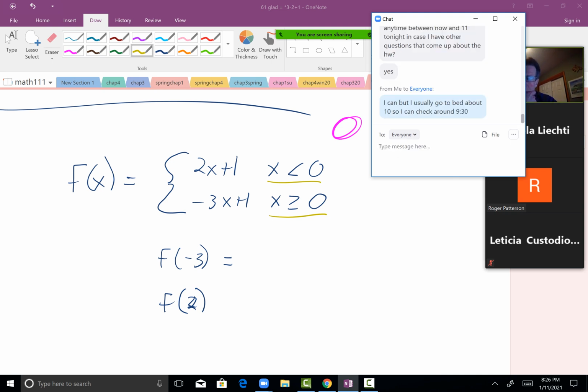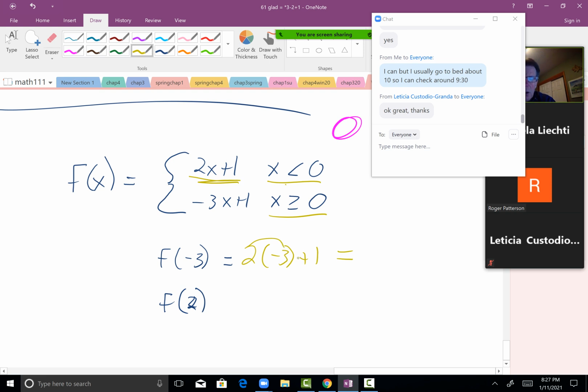Okay. So negative 3. So again, does that fit the top one here? Yeah, it does. So then what you want to do is take that negative 3 and put it into this function here because it fits that condition. So that's going to give you a negative 6 plus 1 is negative 5.